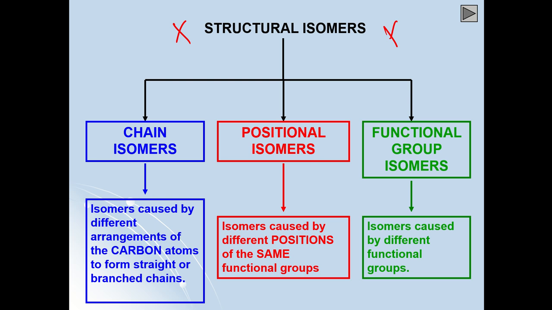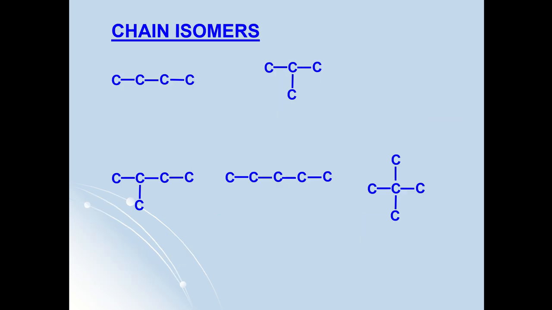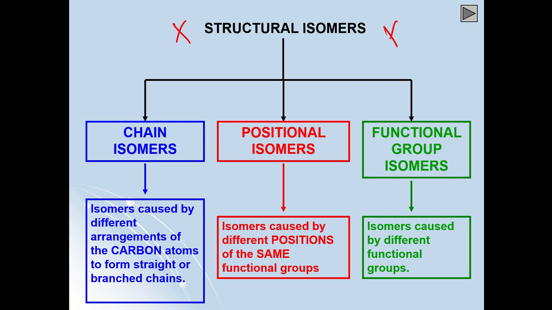Positional isomerism is the simplest of the lot. Isomers caused by changing the position of the same functional group. Now, we'll do some worked examples, and I think whenever we do the examples, things will become an awful lot clearer. So these are chain isomers, and I'll just remind you of the definition there again. Isomers caused by different arrangement of carbon atoms to form straight and branched chains.